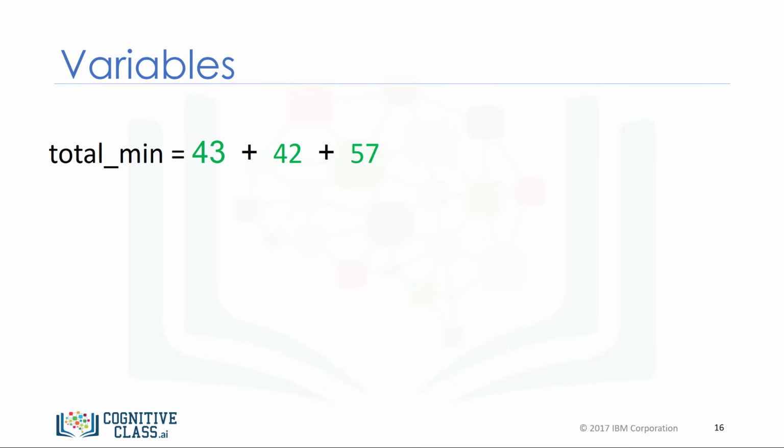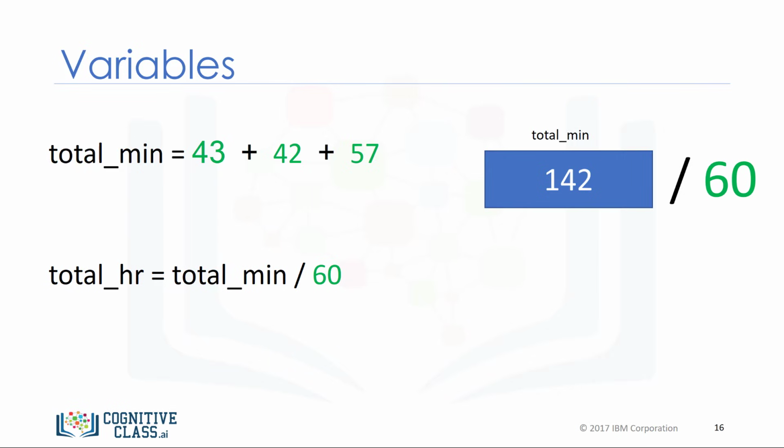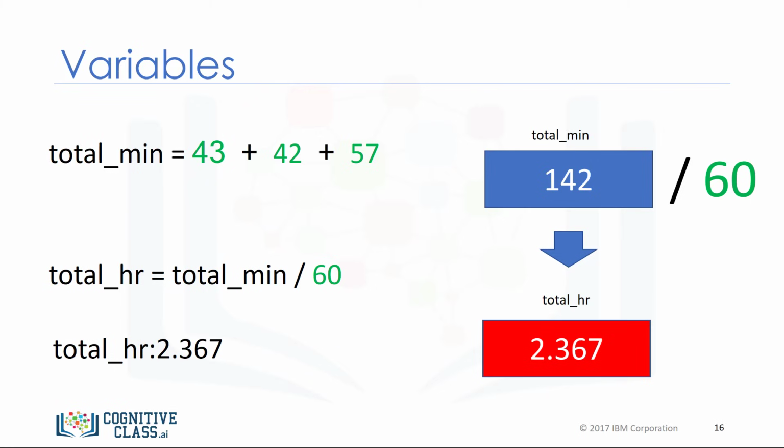We call the variable that contains the total number of minutes total_min. It's common to use the underscore to represent the start of a new word. You can also use a capital letter. We call the variable that contains the total number of hours total_hour. We can obtain the total number of hours by dividing total_min by 60. The result is approximately 2.367 hours.